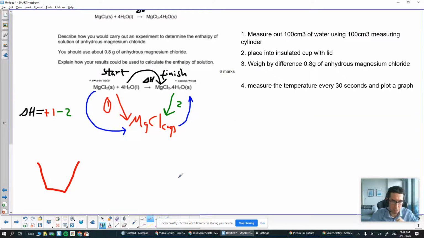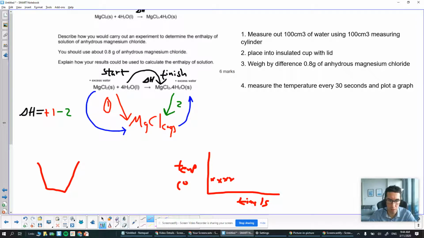This is going to be, I believe, an exothermic reaction. So magnesium chloride, yeah. So we'll have time along the bottom, that's in seconds, and we'll have temperature on the y-axis, measured in Celsius. So initially we'll measure the temperature of the cup.